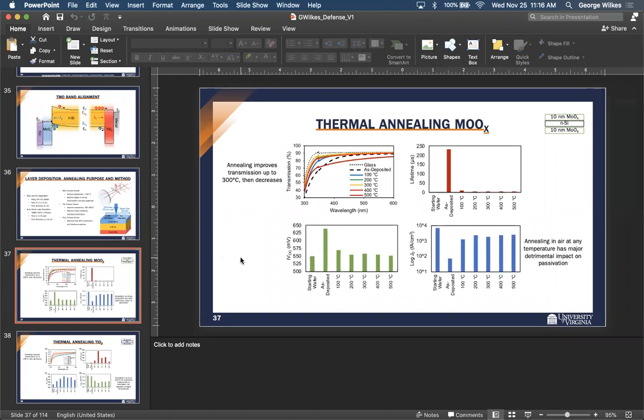And I guess we want to look at defects. You could use capacitance voltage measurements across the film as well. But yeah. All right, cool.